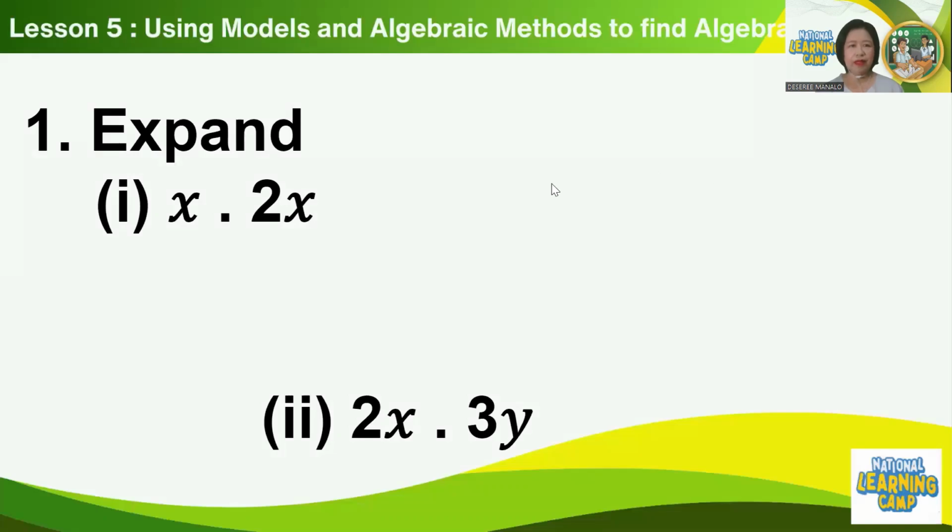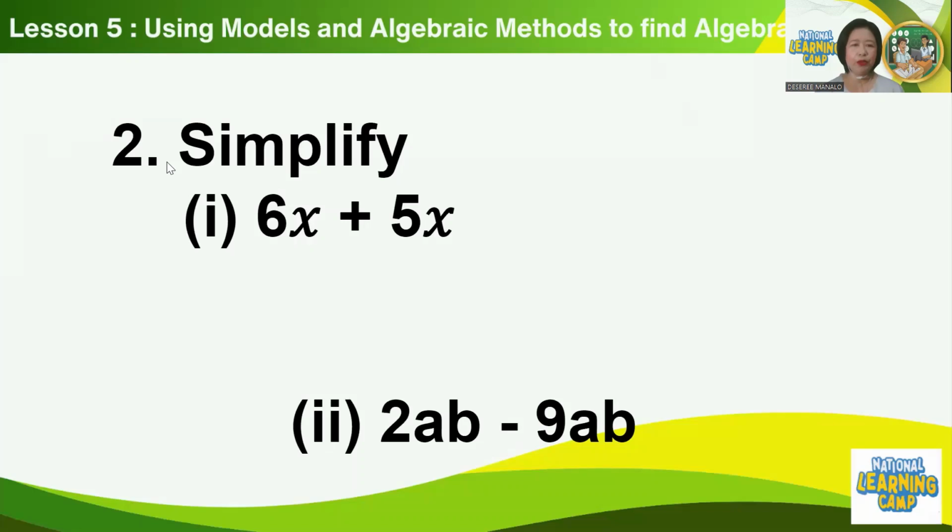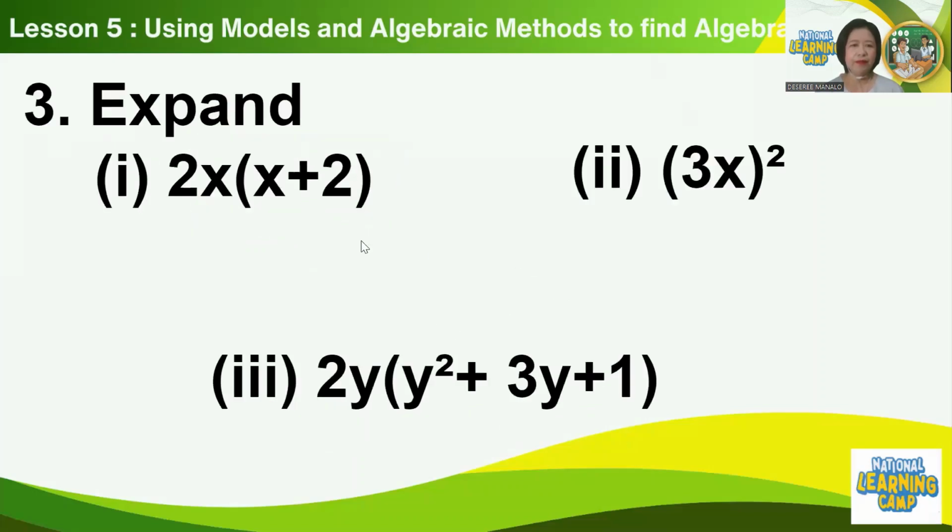For number 1, 1i, expand x times 2x, 1ii, 2x times 3y. Number 2, simplify 2i, 6x plus 5x, 2ii, 2ab minus 9ab. Number 3, 3i, 2x times the quantity of x plus 2, 3ii, the square of 3x, 3iii, 2y times the quantity of y squared plus 3y plus 1.